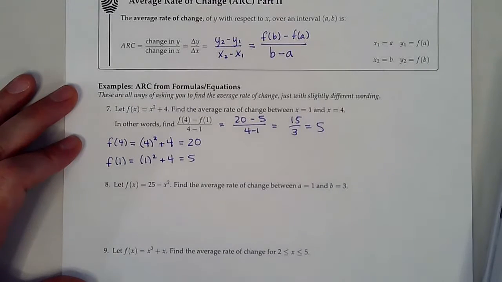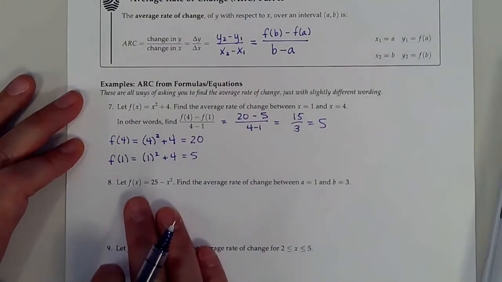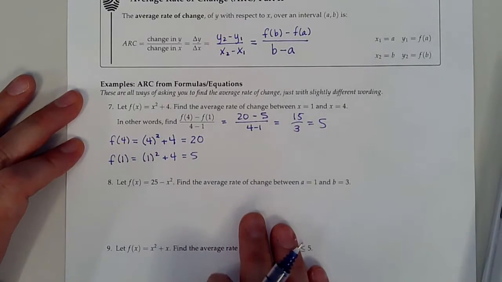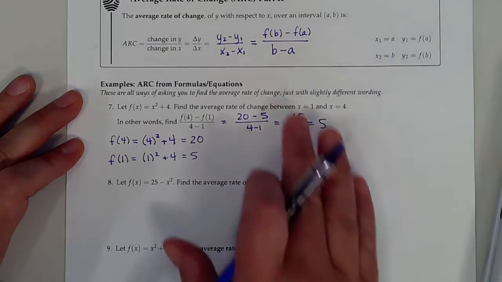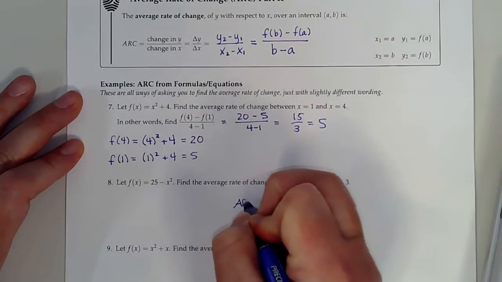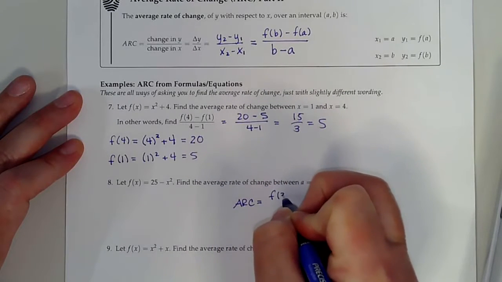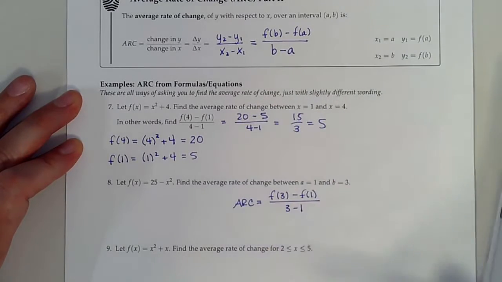Let's look at a few more examples of finding the average rate of change using an equation or formula. So number 8, let f of x equal 25 minus x squared. Find the average rate of change between a equals 1 and b equals 3. So we'll be using this formula here, and that average rate of change will be f of 3 minus f of 1 over 3 minus 1.